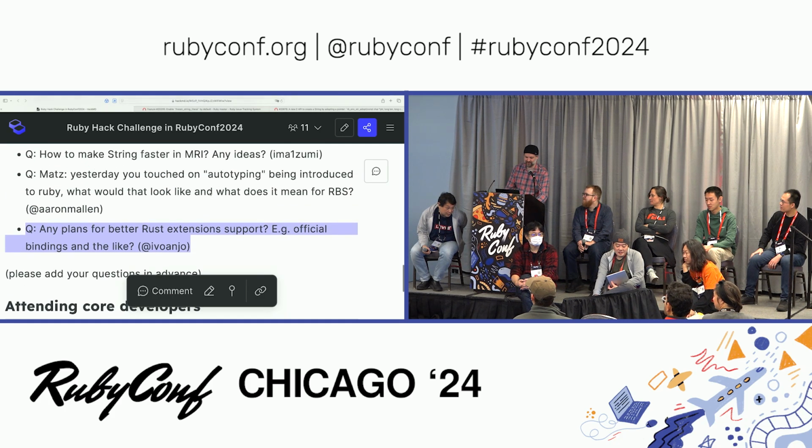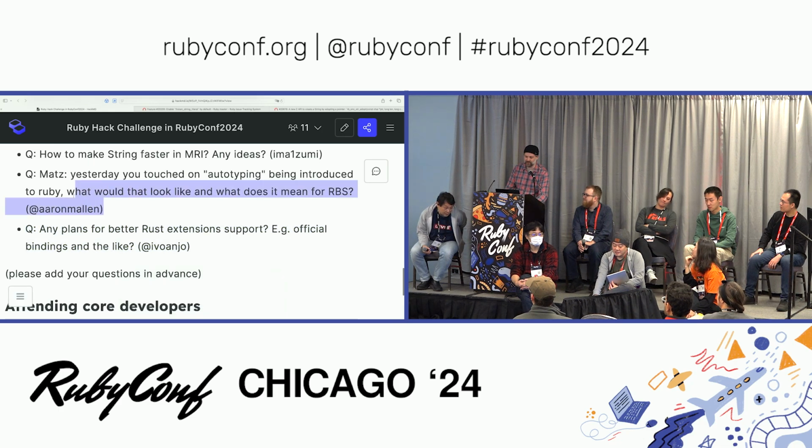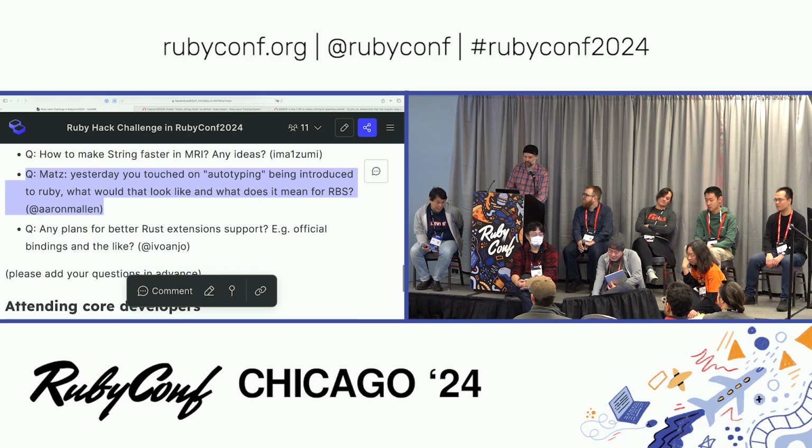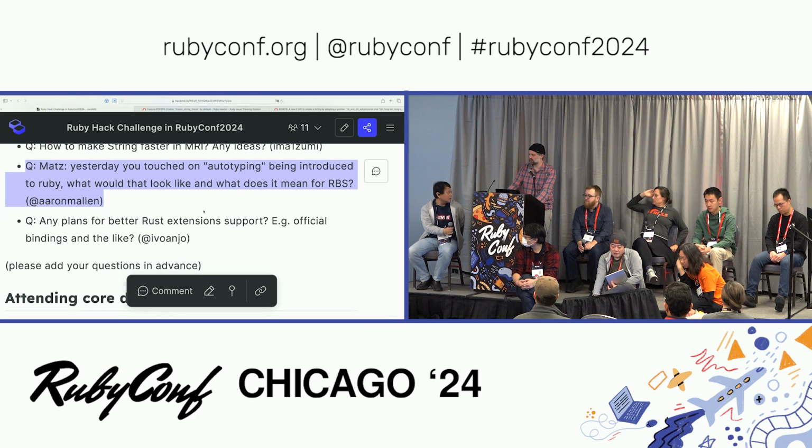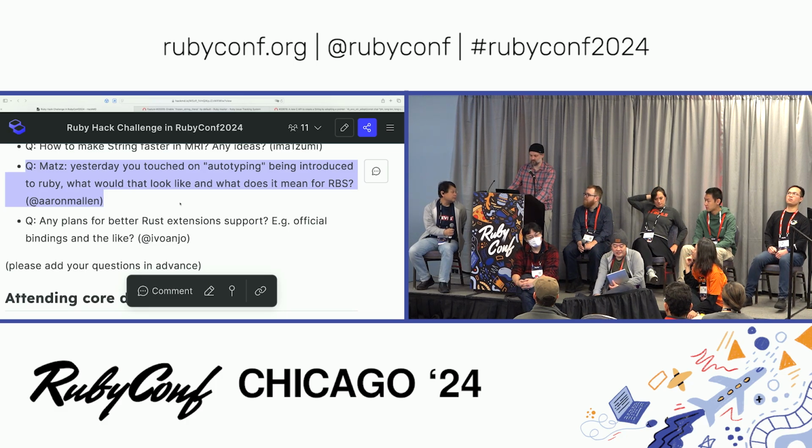Sure, yeah, let's do that. Yesterday, you touched on auto-typing being introduced to Ruby. What would that look like, and what does it mean for RBS? RBS is part of the technology that forms the automatic typing, probably. Okay. So it'll help with auto-typing. Okay.